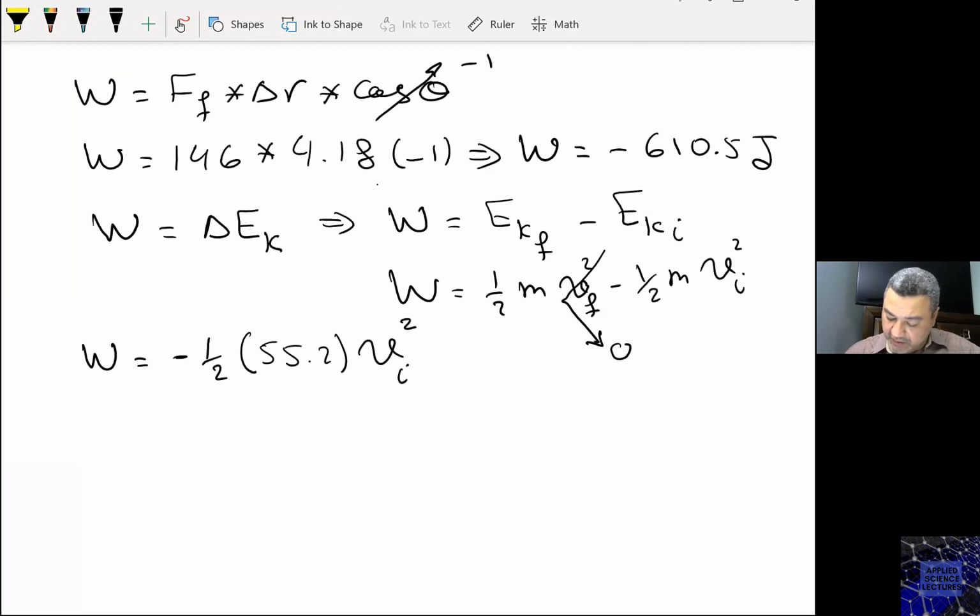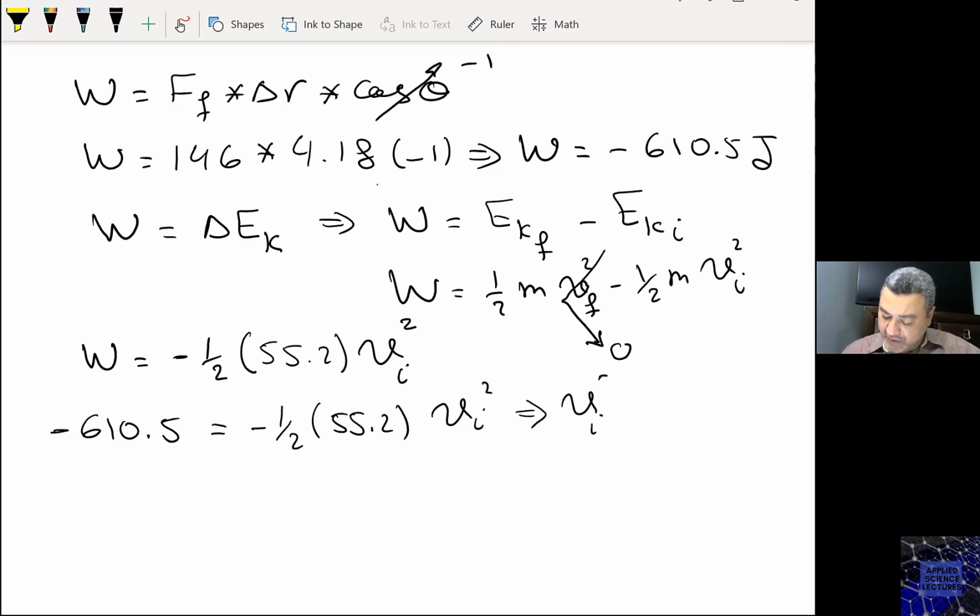I know that the work is minus 610.5, which equals minus half times 55.2 times Vi squared. This means Vi squared equals 2 times 610.5 divided by 55.2.